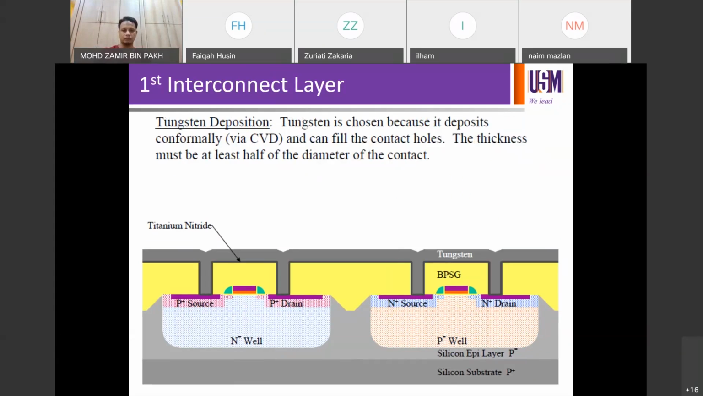So tungsten, remember last time I labeled W, tungsten. So by CVD to fill in the contact holes, saya akan cover sampai metal 1 and then I'll just stop. The thickness will be at least half of the diameter of the contact, right? So it depends on the device design.